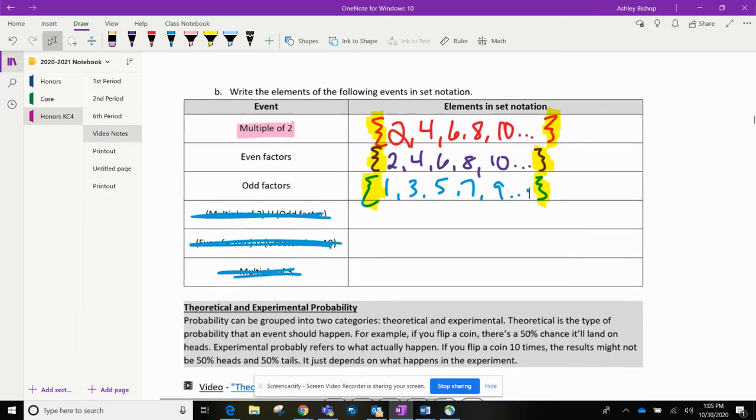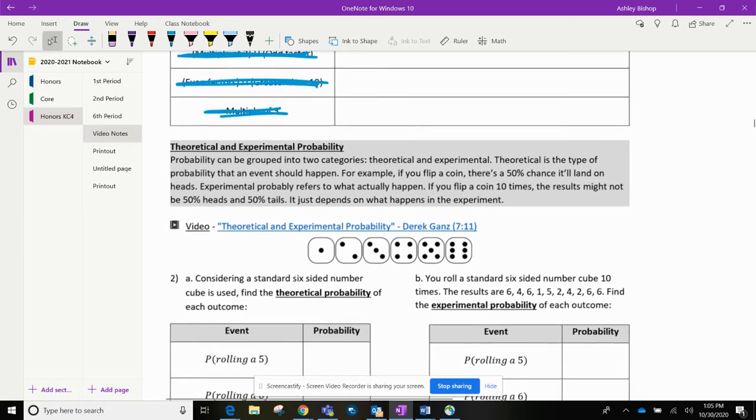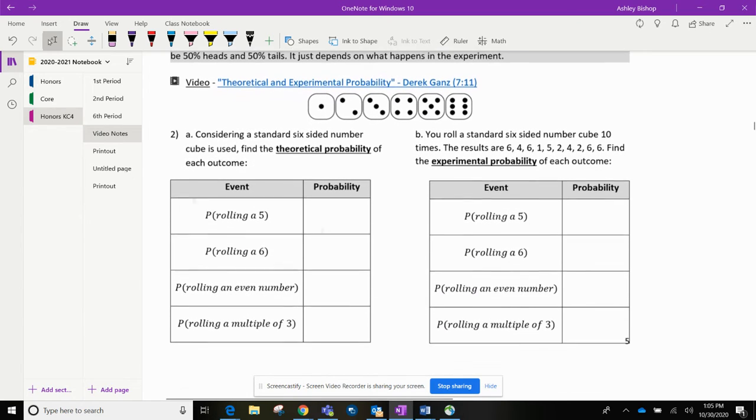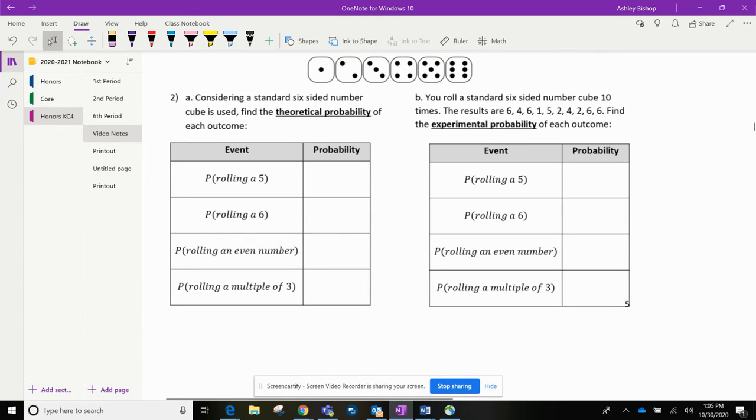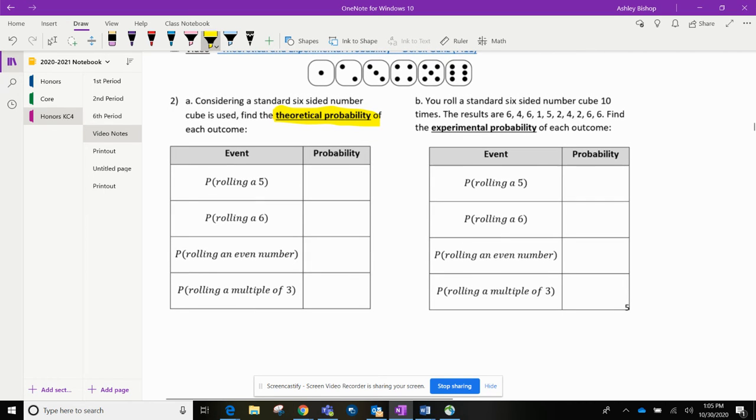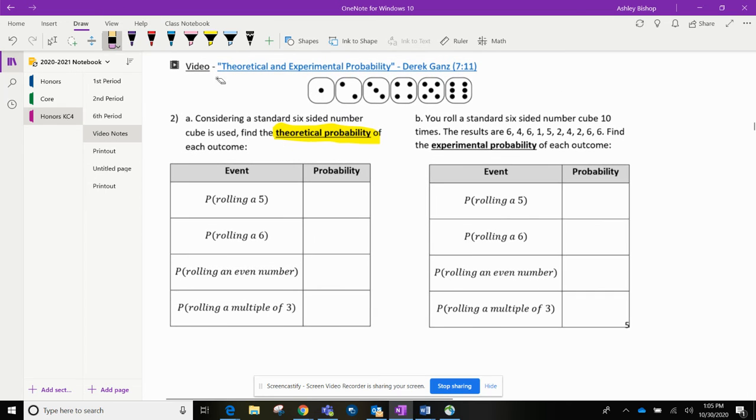Okay. Now we're going to talk about theoretical versus experimental probability. And so remember, theoretical probability is based on what should happen in a perfect world. We're going to do these examples using dice, because most students have seen a dice. A dice has 6 sides, and all numbers 1 through 6 show up.